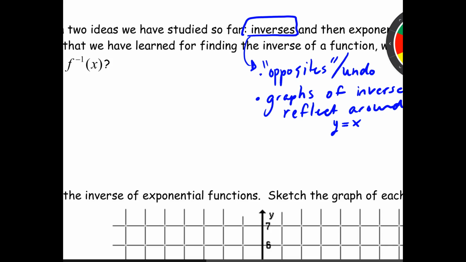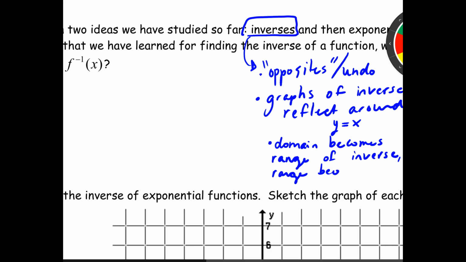And the last thing that we also took a look at is that the domain becomes the range of an inverse. And the range becomes the domain. Okay, those are just some ideas of inverses.